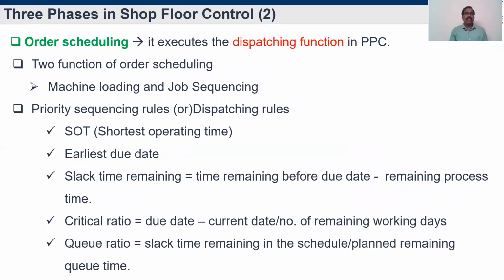The second phase is order scheduling. It executes the dispatching function in production planning and control. It has two functions in order scheduling: one is machine loading, another is job sequencing. Then what are the rules? Priority sequencing rules. Since it's order scheduling, it needs priority-based work. Our dispatching function is also considered on a priority basis. That is very important.